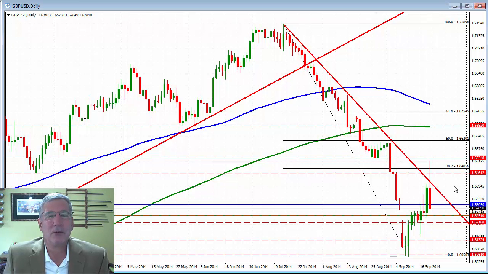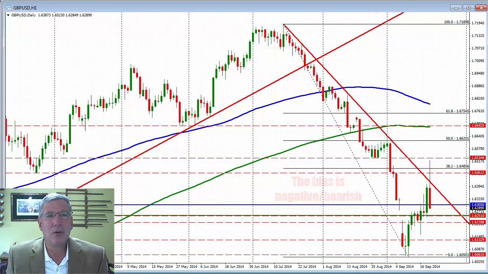Well, from a technical perspective, that's what I care about. And from a technical perspective, we're back down below the trend line. We failed above the 38.2. We failed on the move above this line right here, this old low from March. And so from the technical bias off of this daily chart, it's negative.